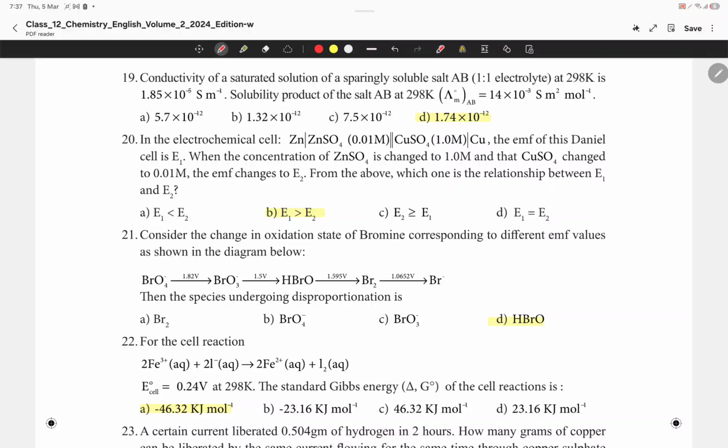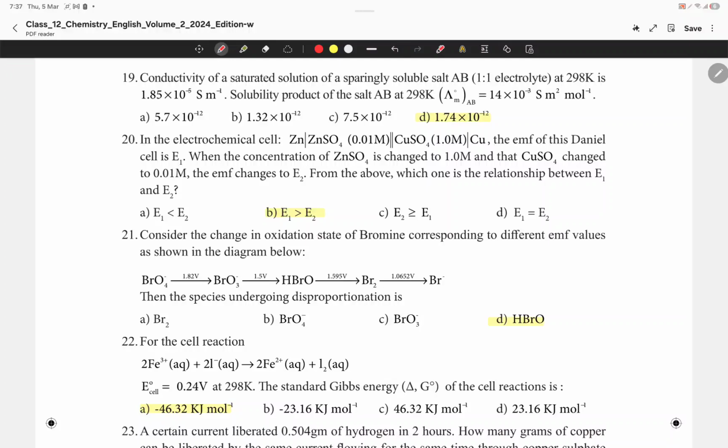In the electrochemical cell Zn | ZnSO4 (0.01 M) || CuSO4 (1.0 M) | Cu, the EMF of this Daniell cell is E1. When the concentration of ZnSO4 is changed to 1.0 M and that of CuSO4 to 0.01 M, the EMF changes to E2. From the above, which one is the relationship between E1 and E2? E1 is greater than E2.